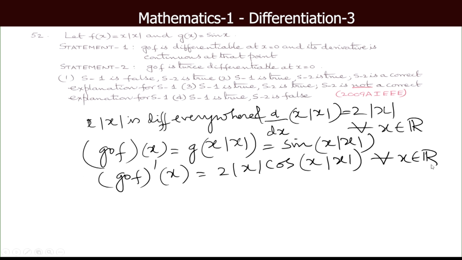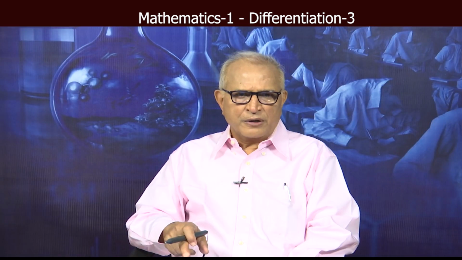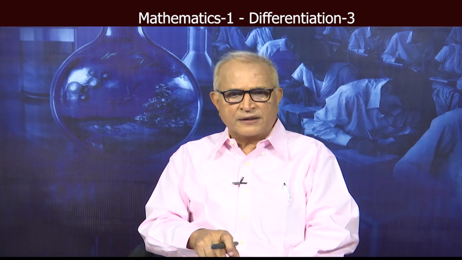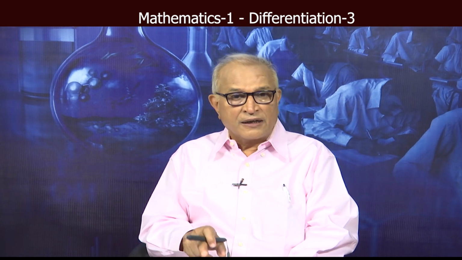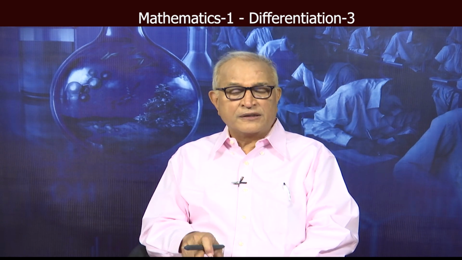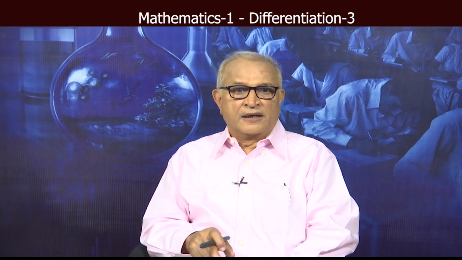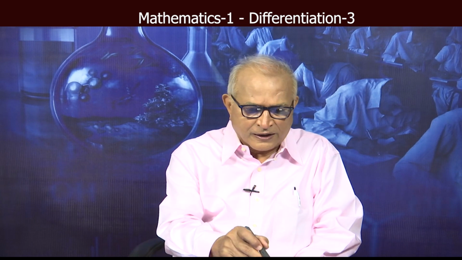So, that g circle f is differentiable at x equal to 0 is correct, and its derivative is continuous at that point. This is clearly continuous. Why? Cosine function is continuous everywhere, mod x is continuous everywhere, including x equal to 0. So, therefore, clearly the function g circle f dash at x is continuous at x equal to 0. It is not only that g circle f is differentiable at x equal to 0, the derivative of g circle f also is continuous at that point. So, statement 1 is correct.